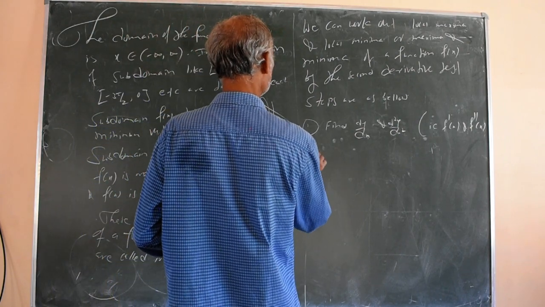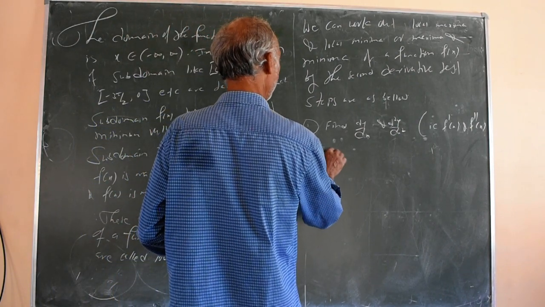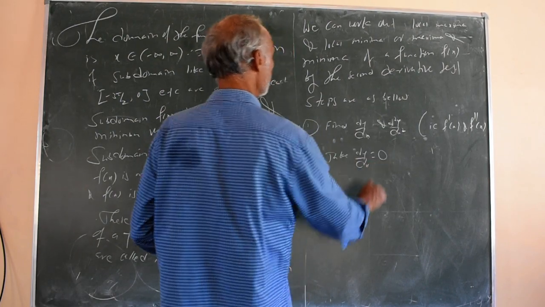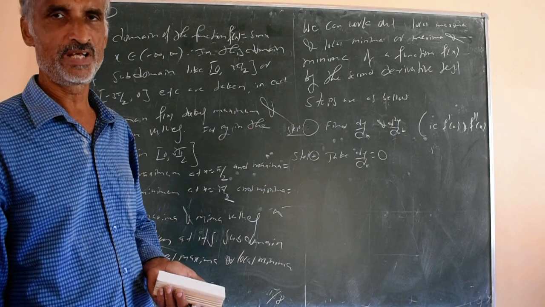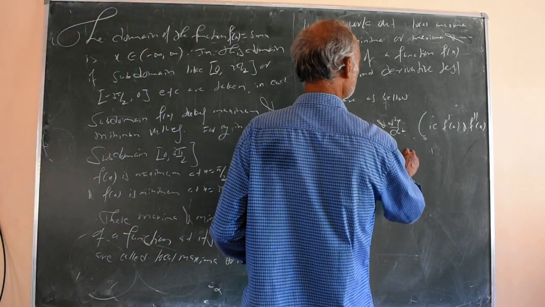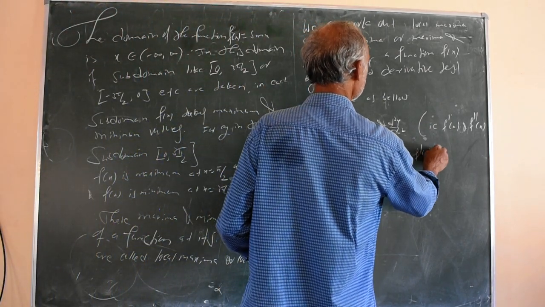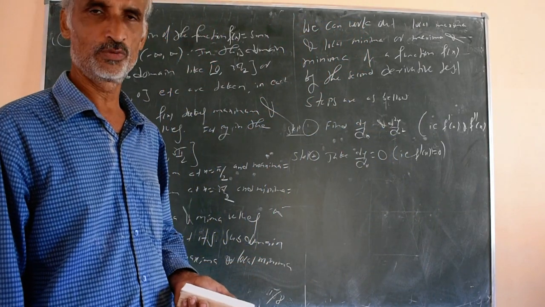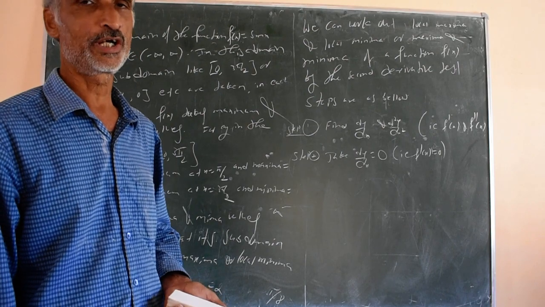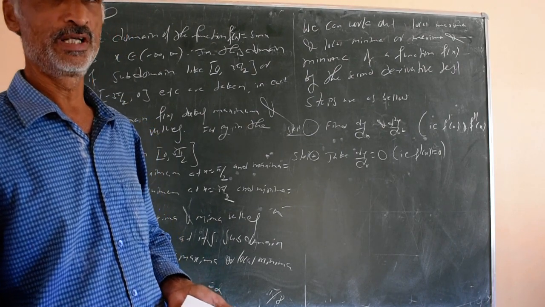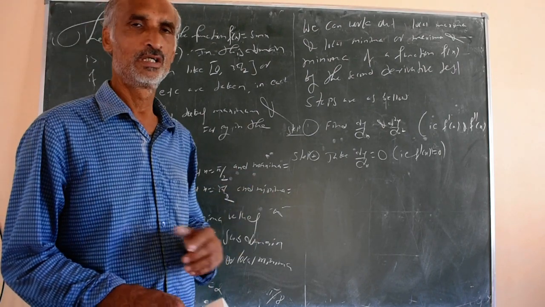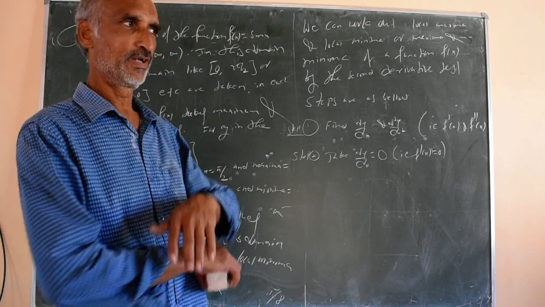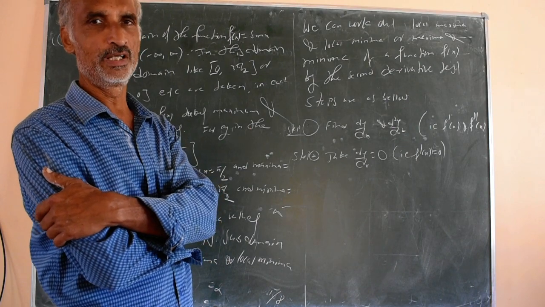Step 2. Take dy by dx equal to 0. That is, f dash of x is equal to 0. Suppose the function is f of x, then take f dash of x equal to 0. If the function is called y, then by differentiating you will get dy by dx. Take dy by dx is 0.